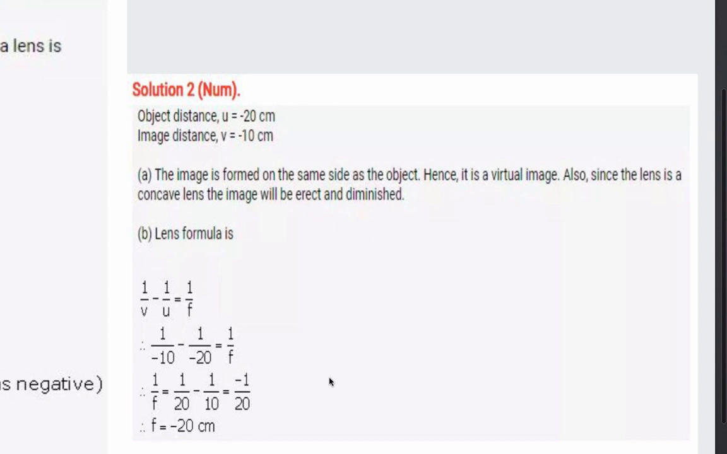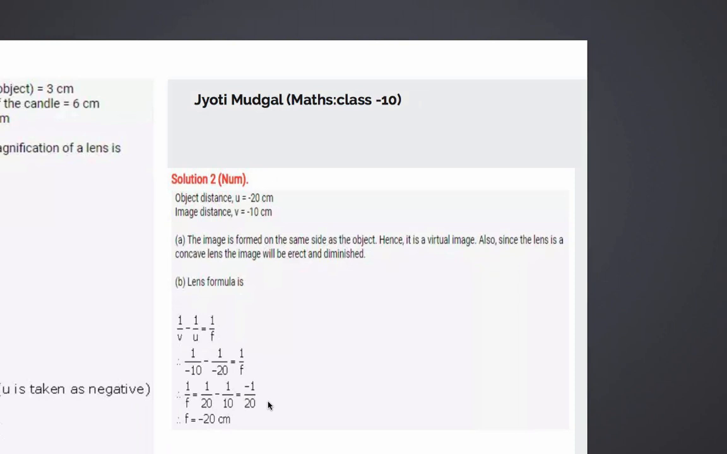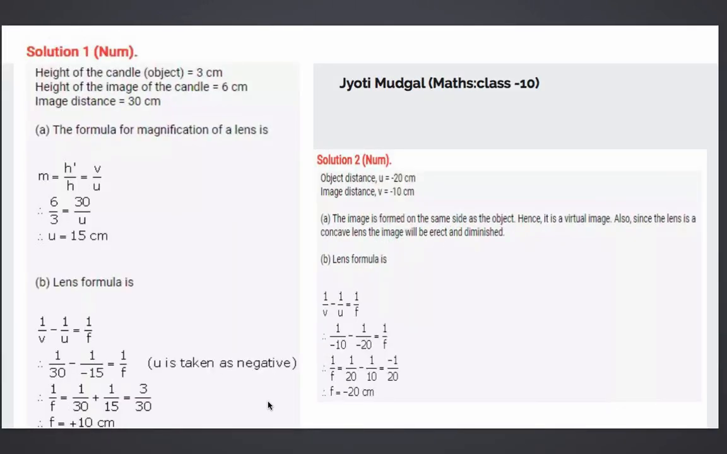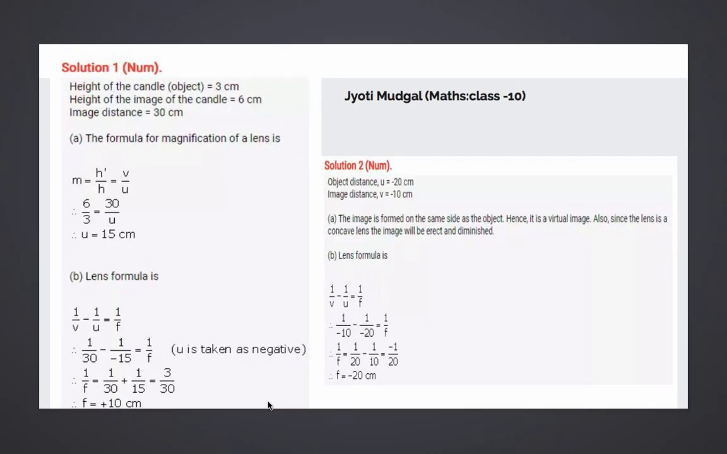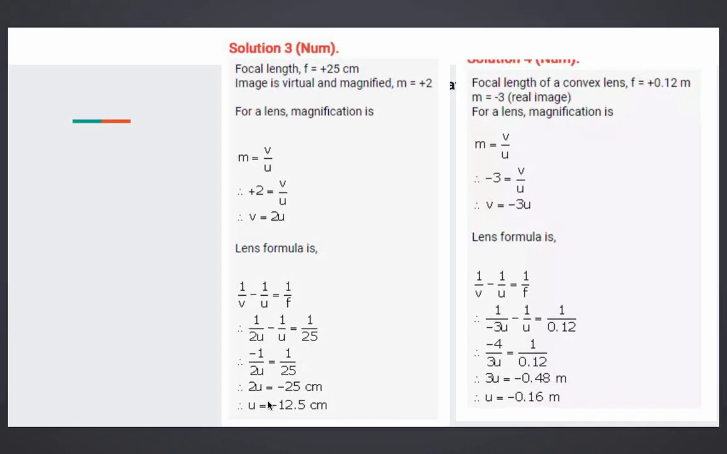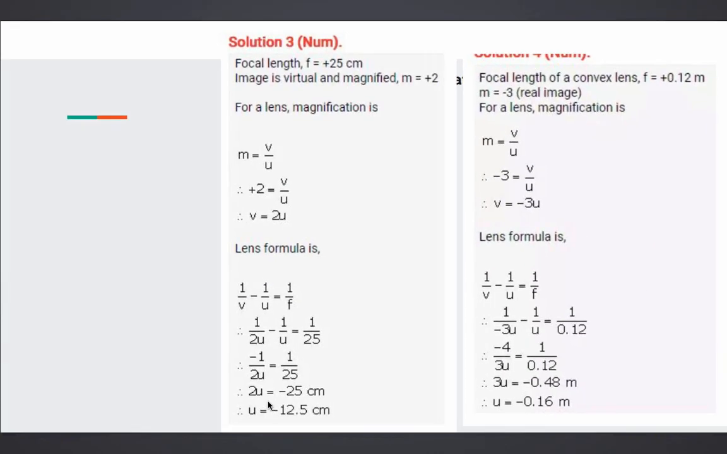Again, this minus sign which we are getting in the focal length indicates that your numerical was correct, because for a concave lens, always u, v, f are negative. This was the second solution. Let's move to the next question, students. See the third question, what it says.